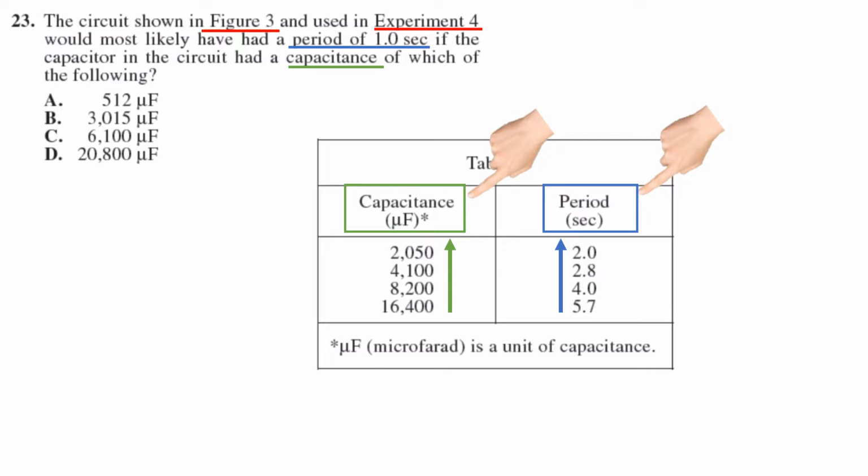That's going to trend the same direction. So we know it has to be less than 2050 because the period is less than 2. That's the one that is represented here. So we look at our answer choices, and the only one less than 2050 is choice A.